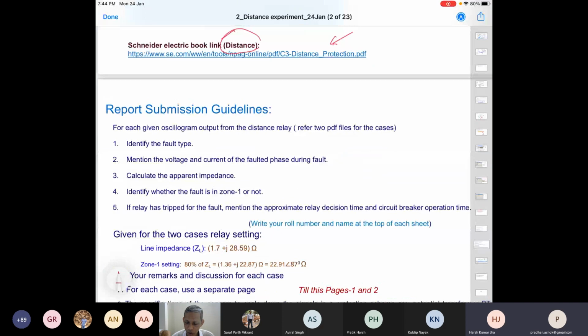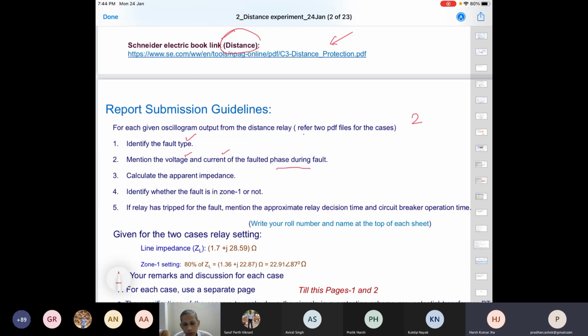we'll provide you 2 oscillograms today taken in the lab. So these are 2 cases, agree? We have to identify the type of fault, which phases are involved: phase B to C, phase A to B, phase A to G, and so on. Wherever you find the current to be high, that is indicative of that type. Mention the voltage and current of the faulted phase during the fault.